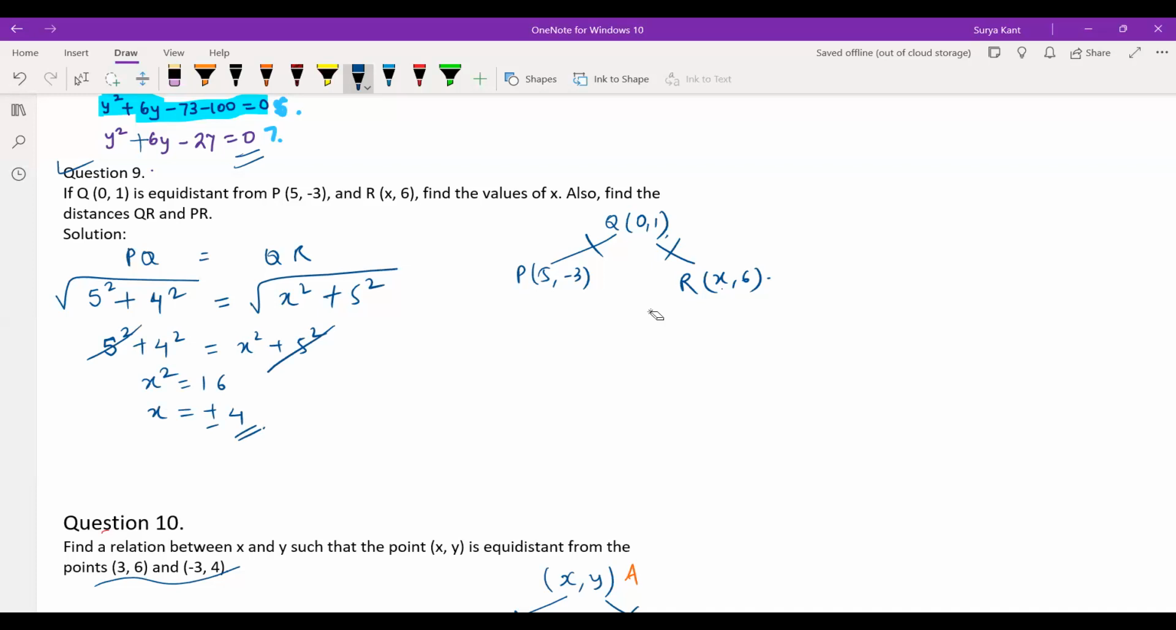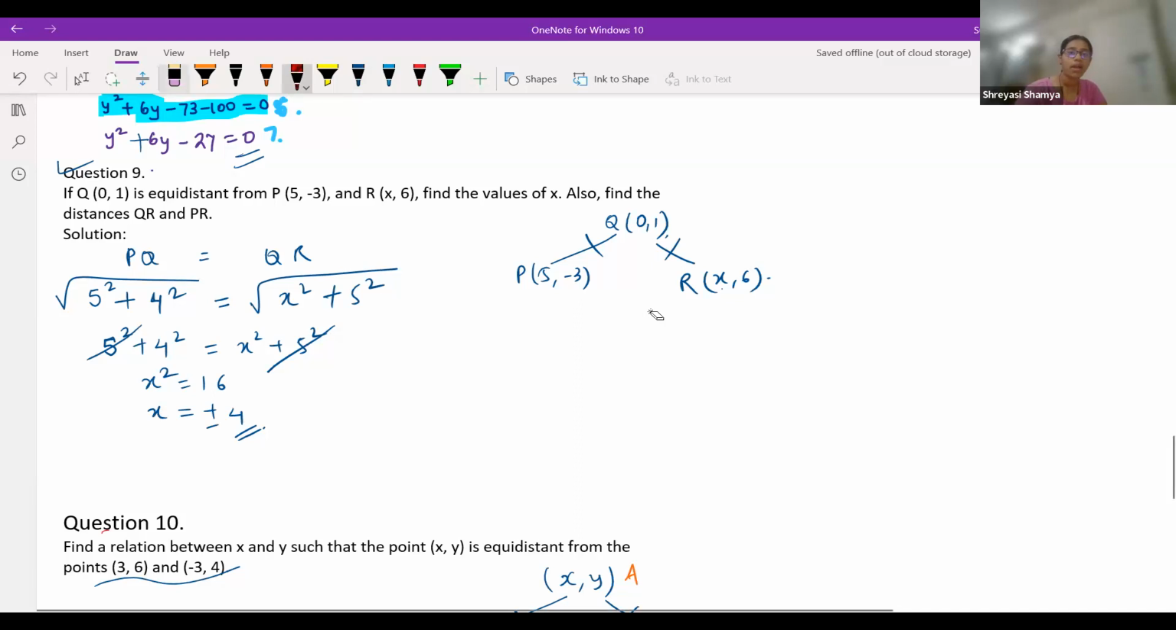So what is the distance of QR, Shreyashi? Distance of QR, what did you get? Sir, I didn't do that. I didn't see that question, sir. Right now you told that you have done question number 9. Now you're saying you have not done. Sir, I'm saying that I found the values of x, sir. I didn't see the second part of the question, sir.